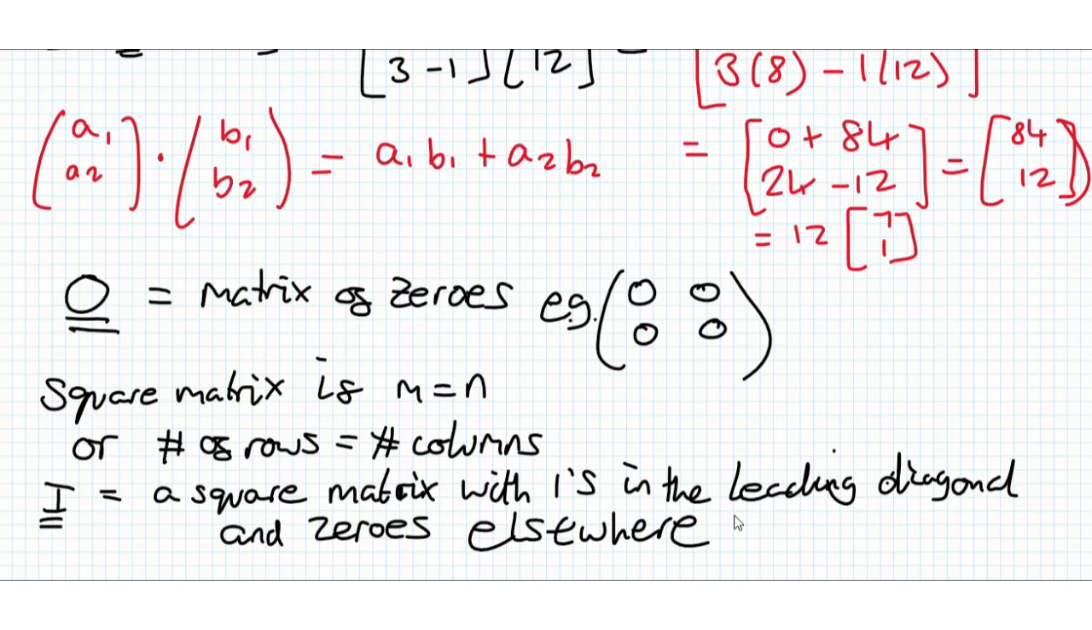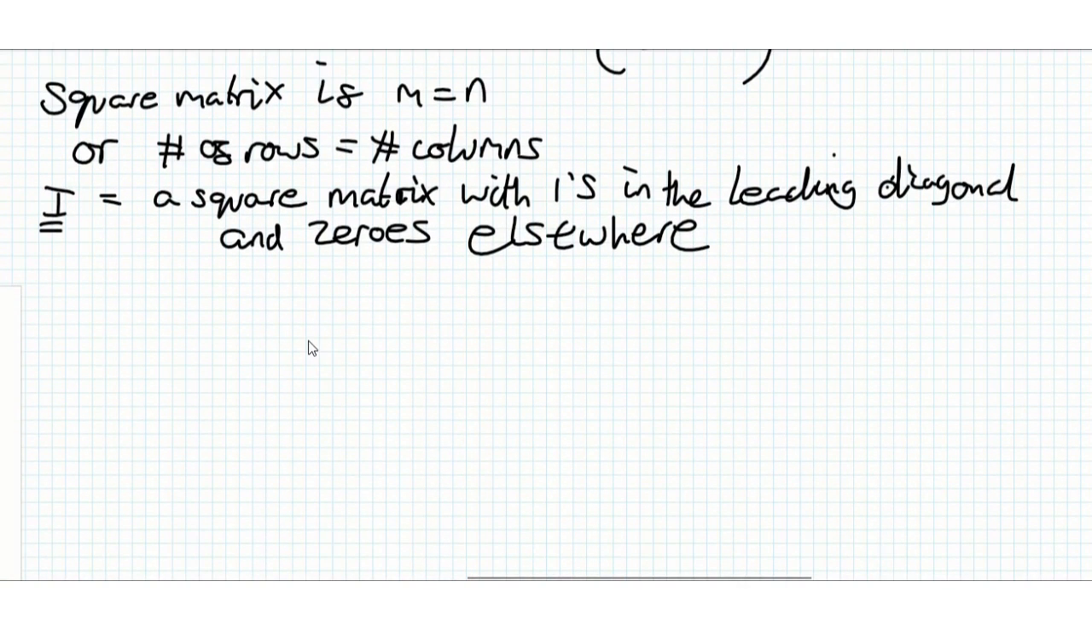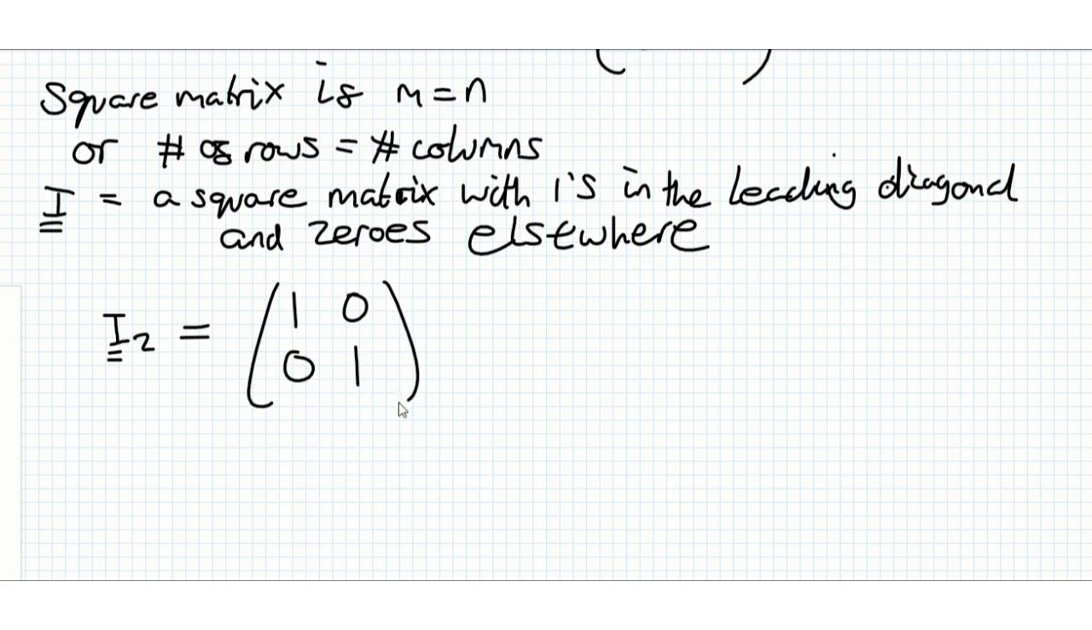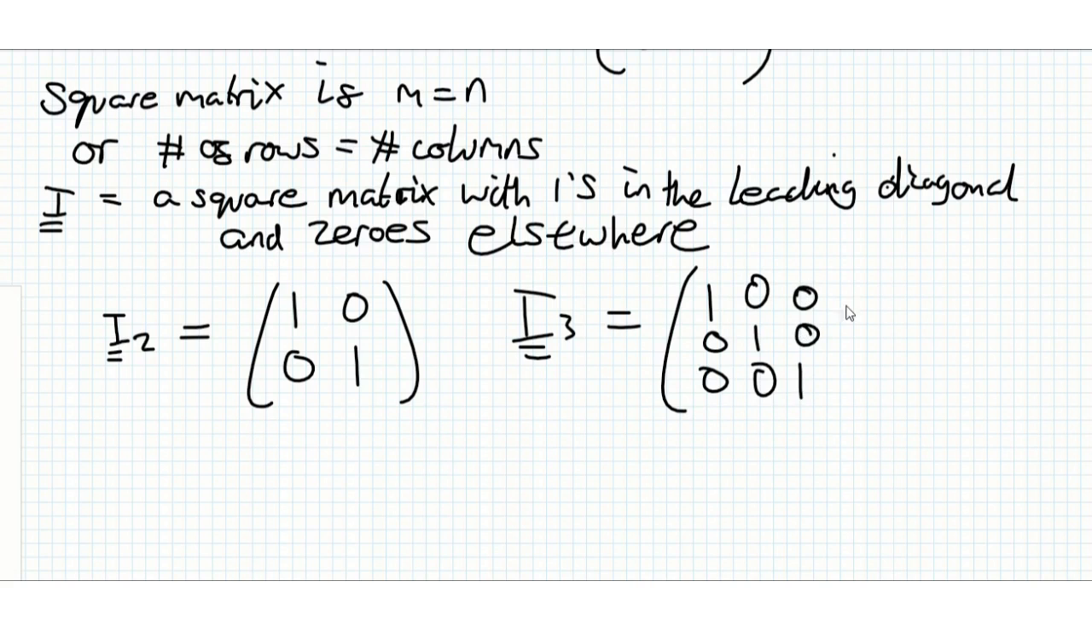So I2 would be a 2 by 2 square matrix. I3 would be that matrix, and so on. Hopefully you can see what I mean by the leading diagonal. We start in the top left corner and go down to the bottom right. Obviously there are a couple of diagonals we can define here, but that's what we call the leading diagonal.